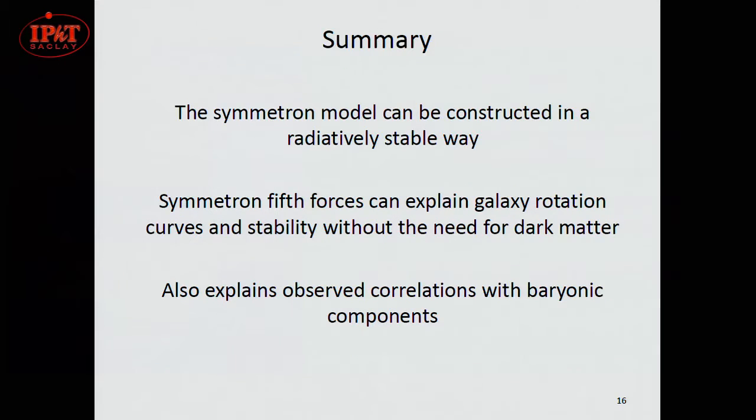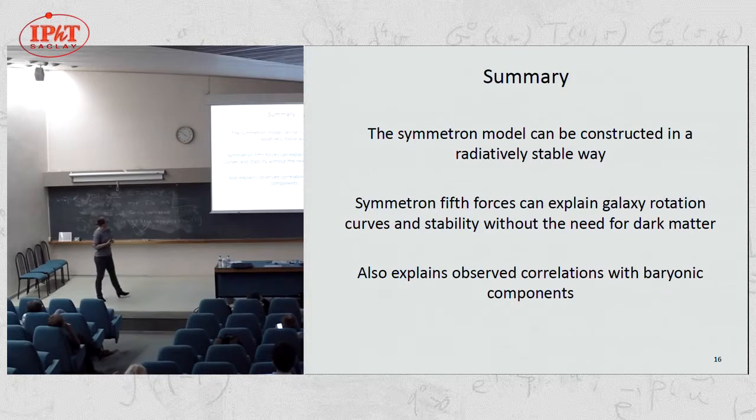So just to sum up, I've tried to convince you that the symmetron model can be constructed in a radiatively stable way, that symmetron fifth forces on their own without any dark matter can explain galaxy rotation curves and stability, and also they give you a nice explanation for correlations between the observed dynamics of the galaxy and the baryonic components. Thank you.